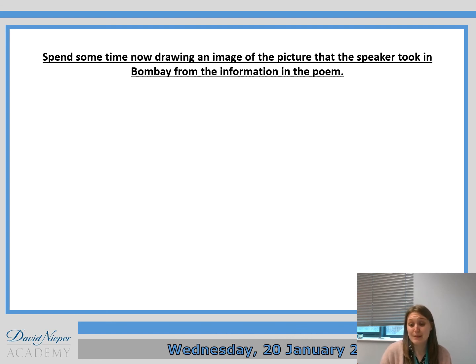I'd love it if you could send me some pictures of these if you want to attach them to Show My Homework, or email me them. It'd be fantastic to see some of your pictures about this poem, especially if they're good, I can put them in the newsletter and I can put them up in my room. I think that'd be really nice.